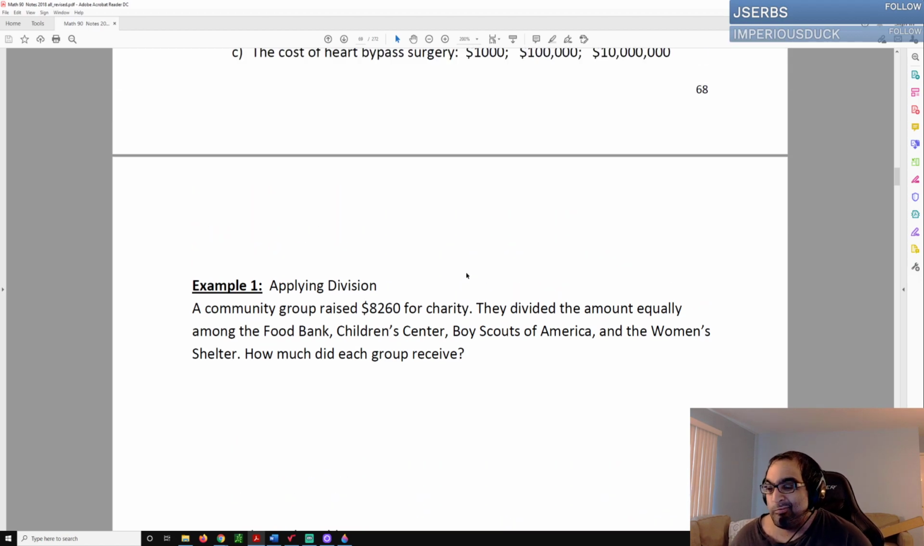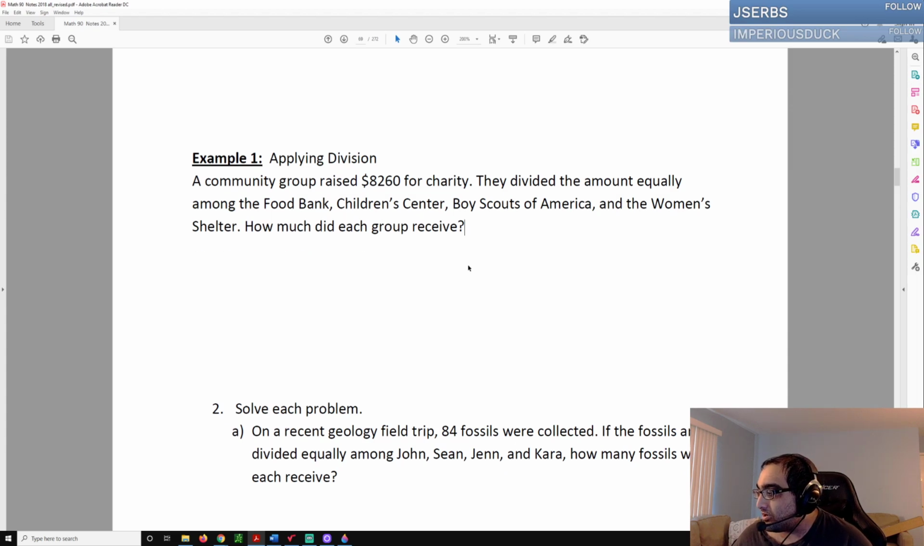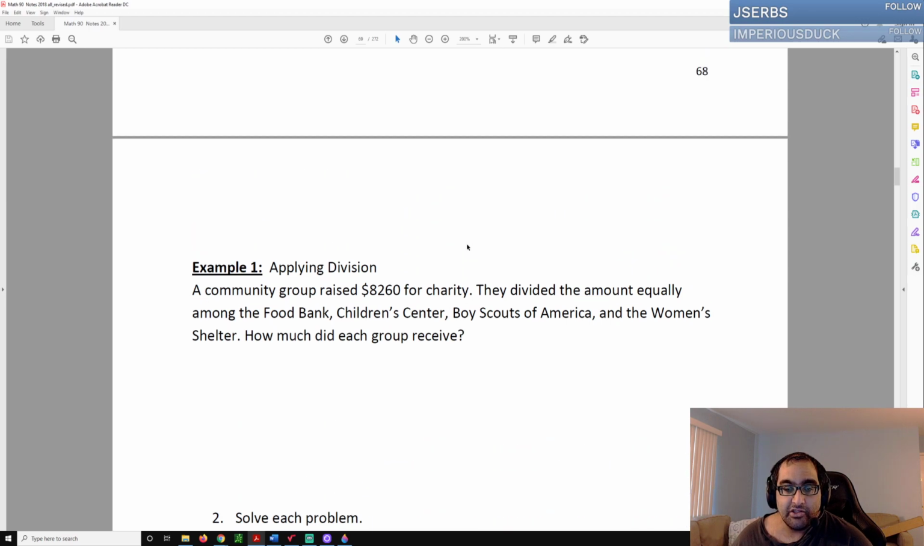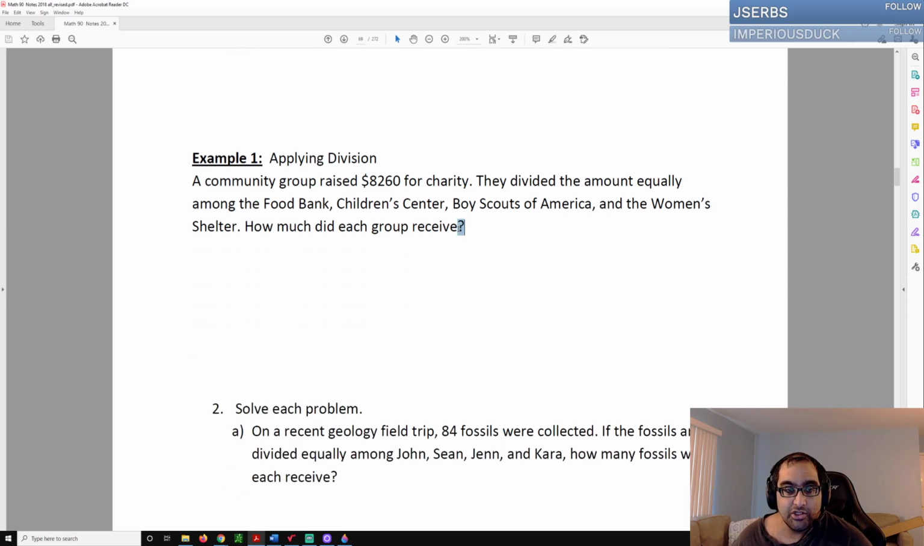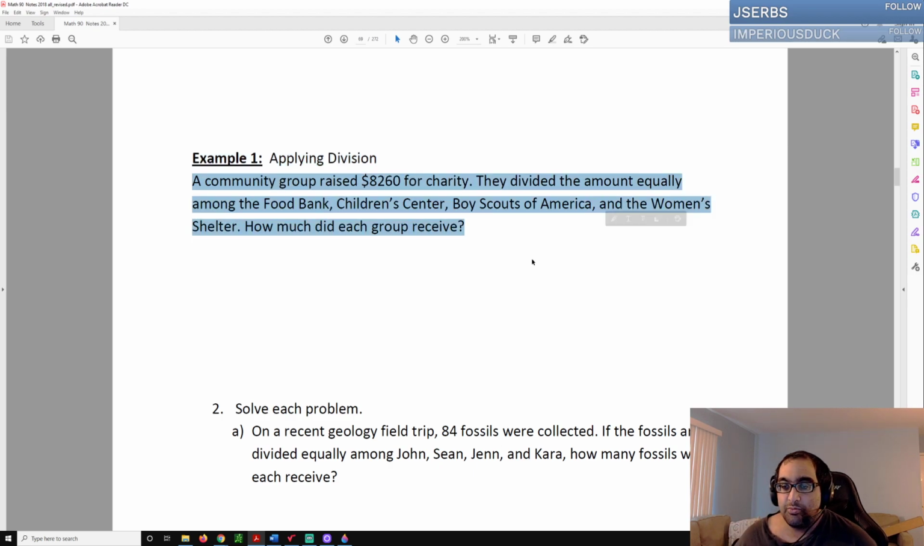All right, let's go ahead and take a look at some examples here, and we're going to see exactly what some of those keywords are in order for us to solve some of these word problems. Okay, let's take a look at this first example here on the next page. It says a community group raised $8,260 for charity. They divided the amount equally among the food bank, Children's Center, Boy Scouts of America, and the Women's Shelter. How much did each group receive?